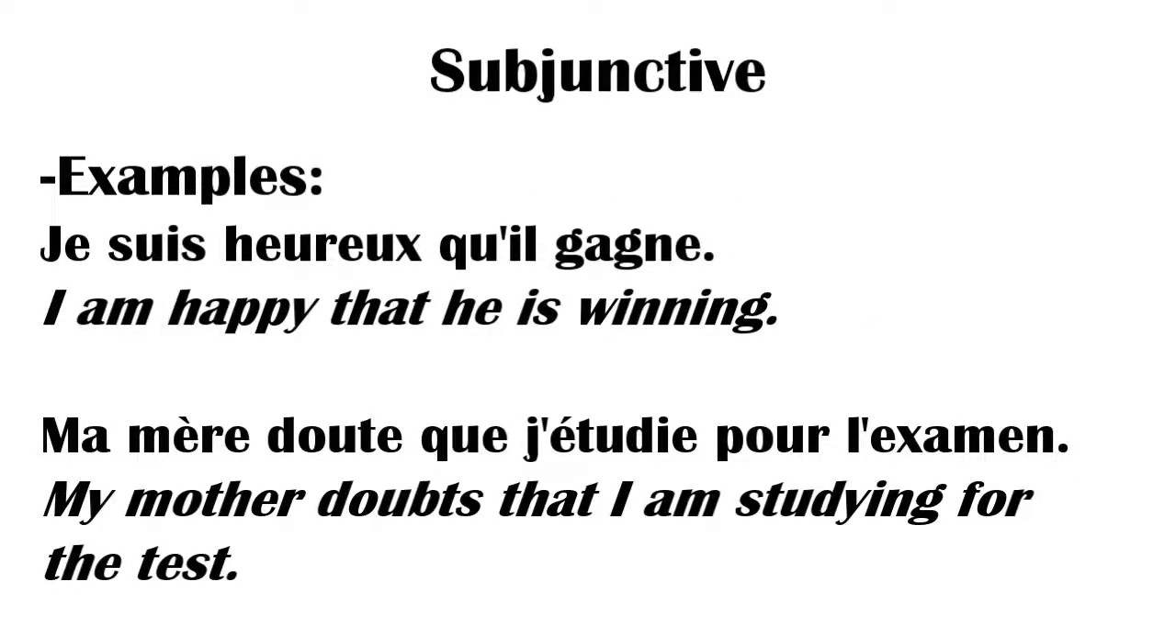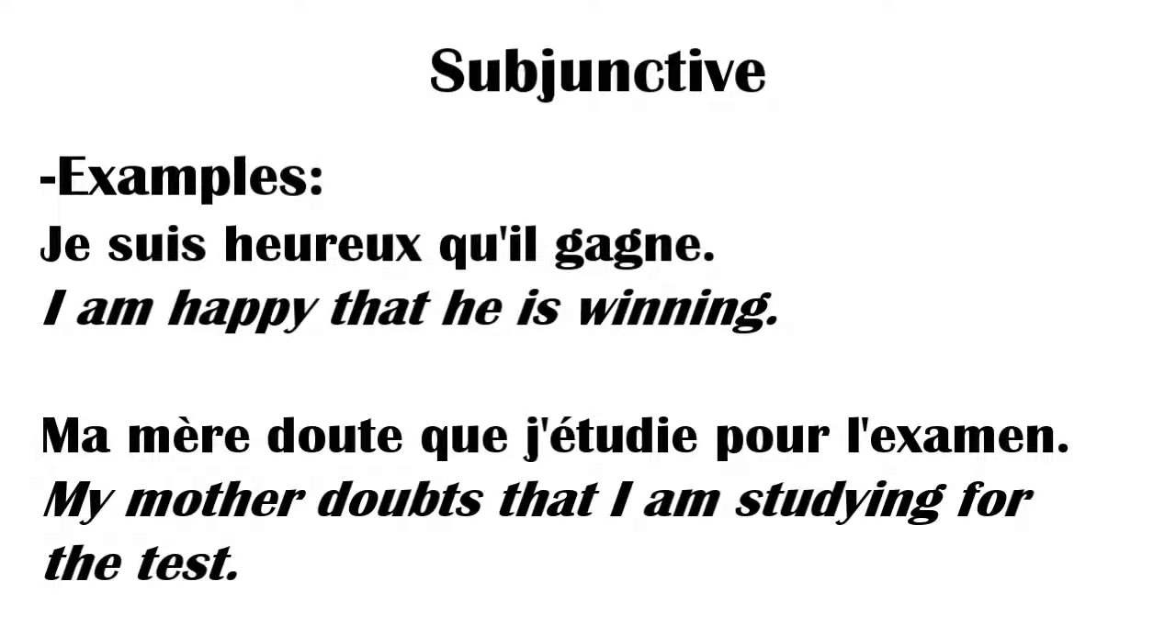Okay, so let's look at some examples of the subjunctive. First example, je suis heureux qu'il gagne, is an example of the emotion, or E, of WEIRDOS. As you can see, we have our emotion, which is je suis heureux, I am happy. We have our two subjects, je and il, and the que in between them, which in this case is abbreviated. In English, the sentence translates to I am happy that he is winning.